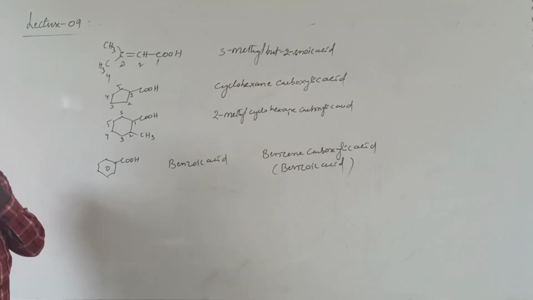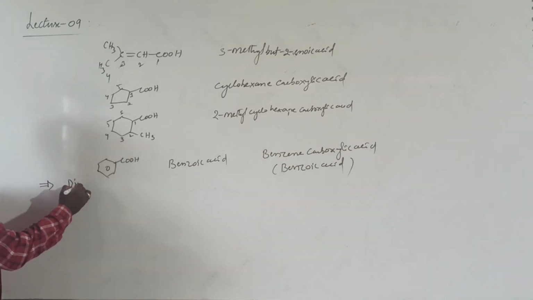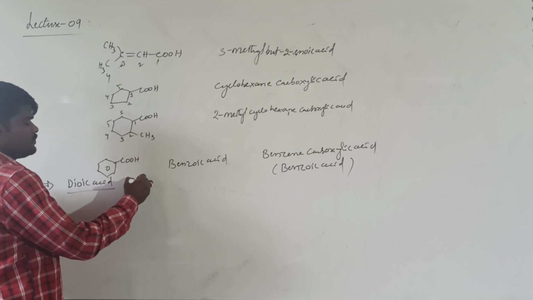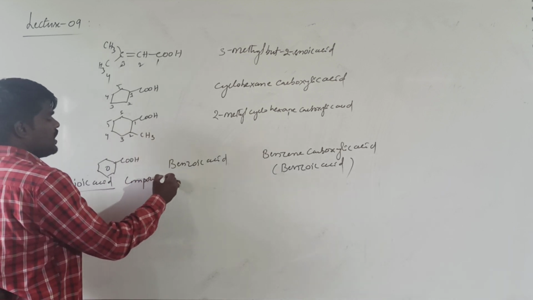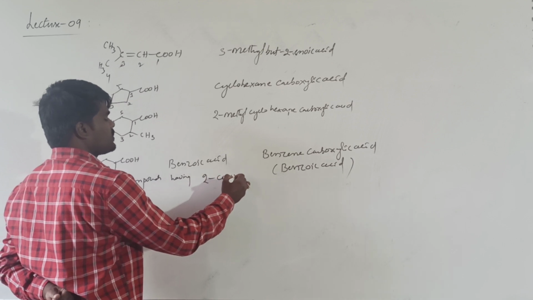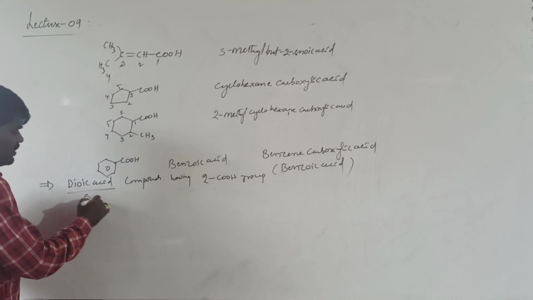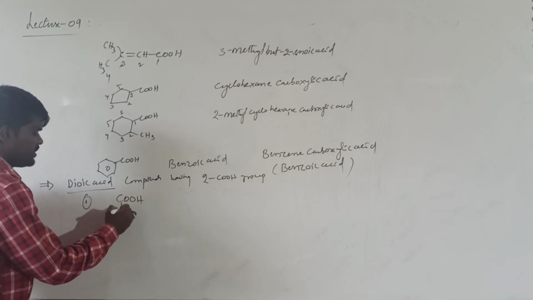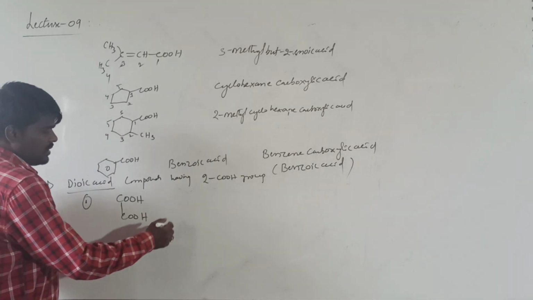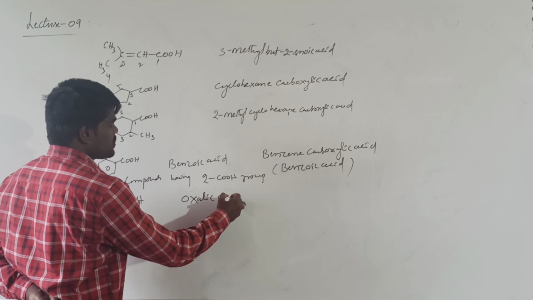And there are some dioic acids. We will say the nomenclature of dioic acids. What is meant by dioic acids? Compounds having two carboxylic groups. Under this, the first one we say is the simplest dioic acid. Their common names are very important. The common name of this one is called oxalic acid. What is it called? Oxalic acid.